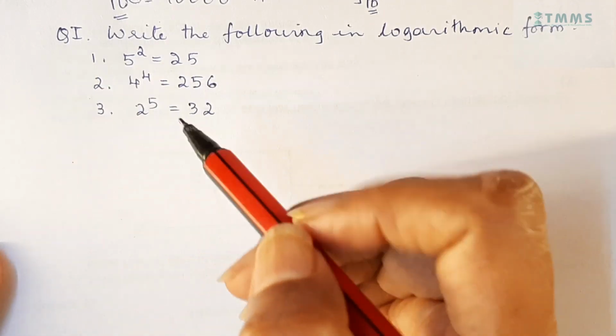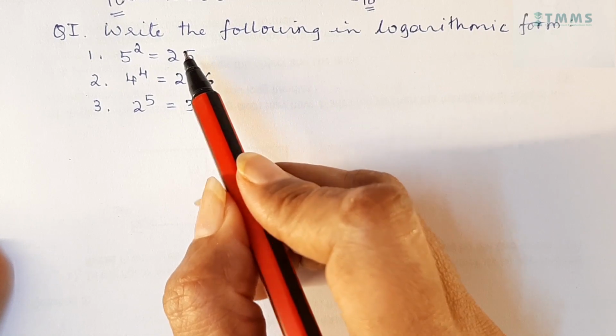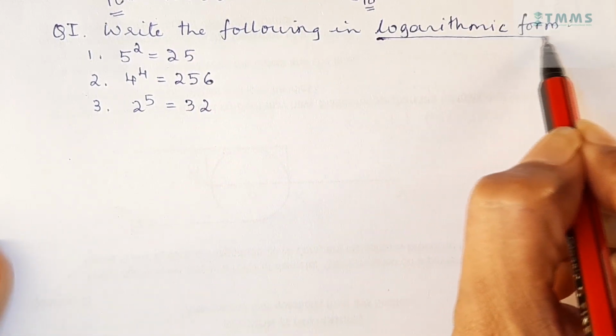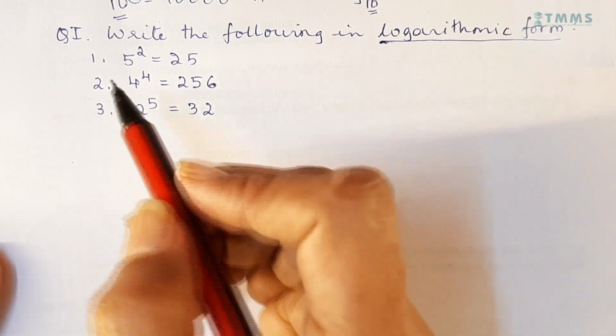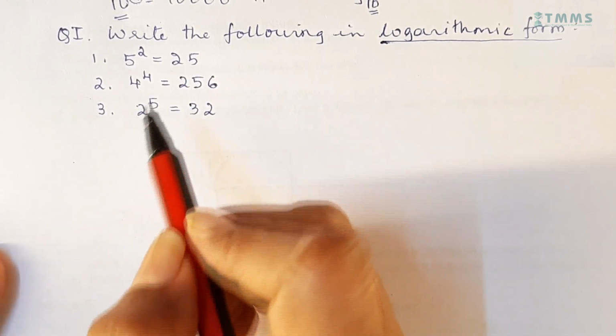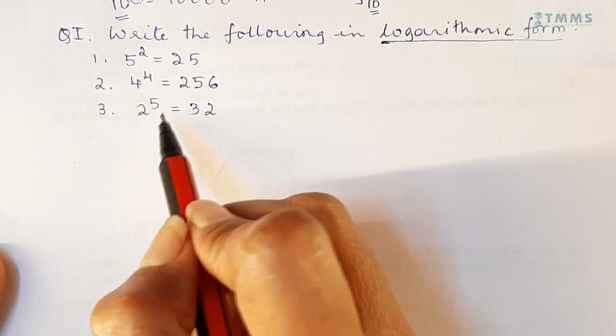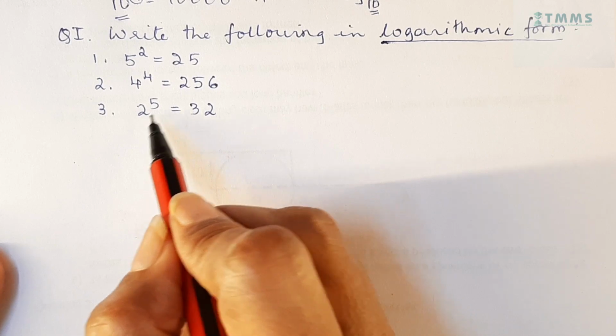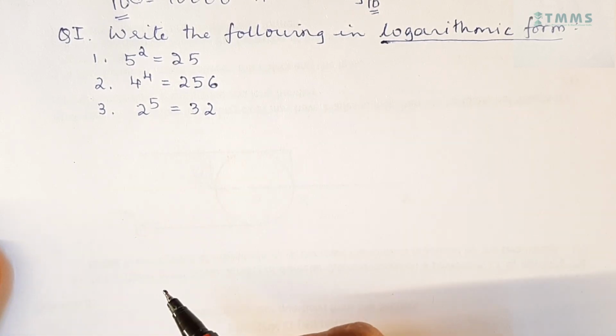The first question I have is, write the following in logarithmic form. And what is our first subpart? 5 squared equal to 25. Second one, 4 to the power 4 equal to 256. Third one, 2 to the power 5 is equal to 32.